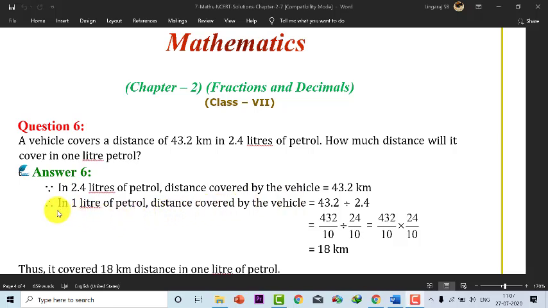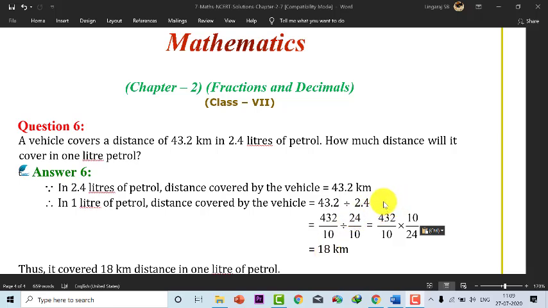So that will be written as, therefore, in 1 liter of petrol, the distance covered by the vehicle is 43.2 divided by 2.4. So their fraction forms are 432 by 10 divided by 24 by 10. So 432 by 10, the inverse of division is multiplication, and the reciprocal of 24 by 10 is 10 by 24. So 10 gets cancelled. So 24 ones are 24. 24 ones are 24 here also. In 43, subtracting 24, you will get 19 remain. So 19, this 2 taken down, it will be 192. So 24 8s are 192.